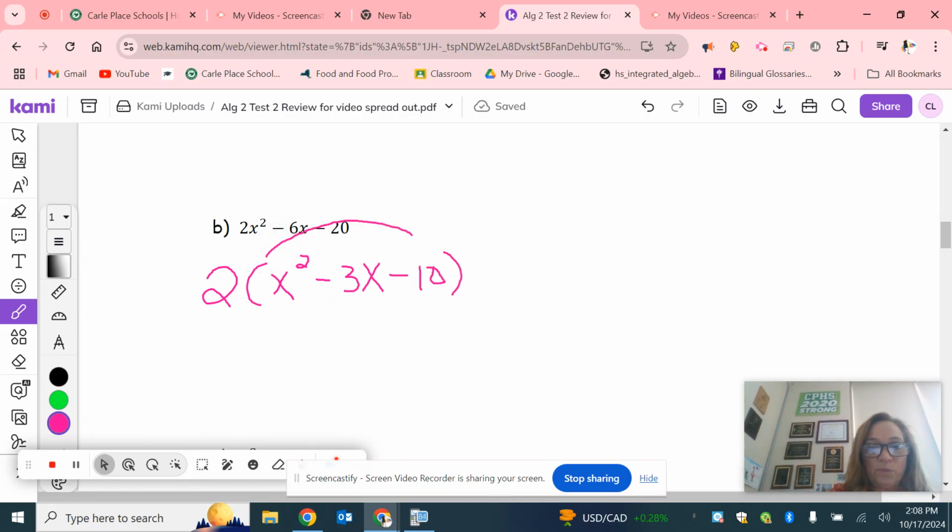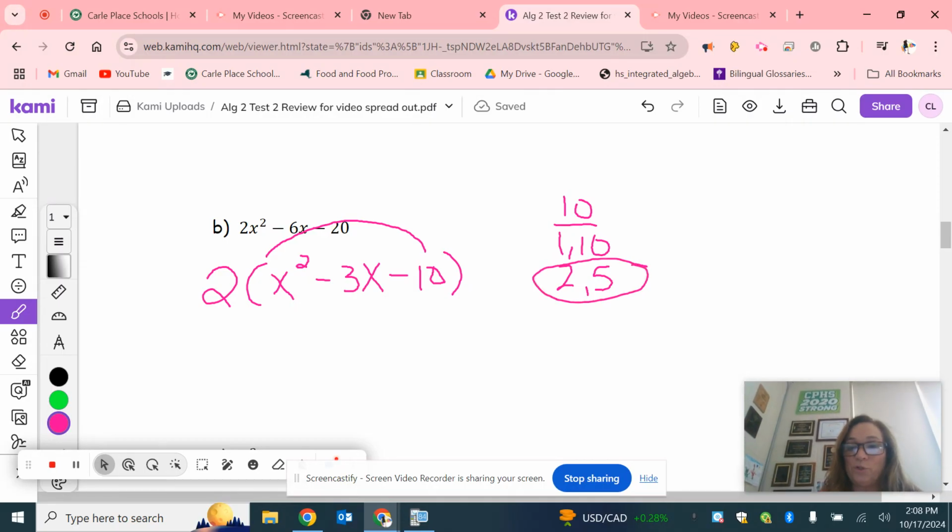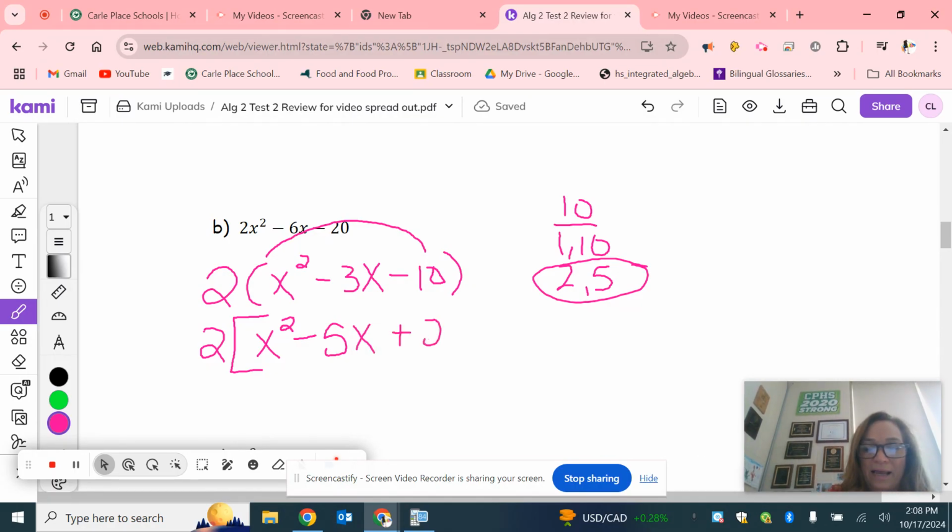And I do this 1 times the 10, which really doesn't do anything, but I'm doing it just because. So I'm looking for factors of 10 that will give me a difference of 3. So I'm choosing the 2 and the 5. And again, there's more than one way to do this. I'm doing it by, I call it splitting the linear term. I think some of you were calling it eyeglasses. You can call it what you want. Just make sure you know how to do it.